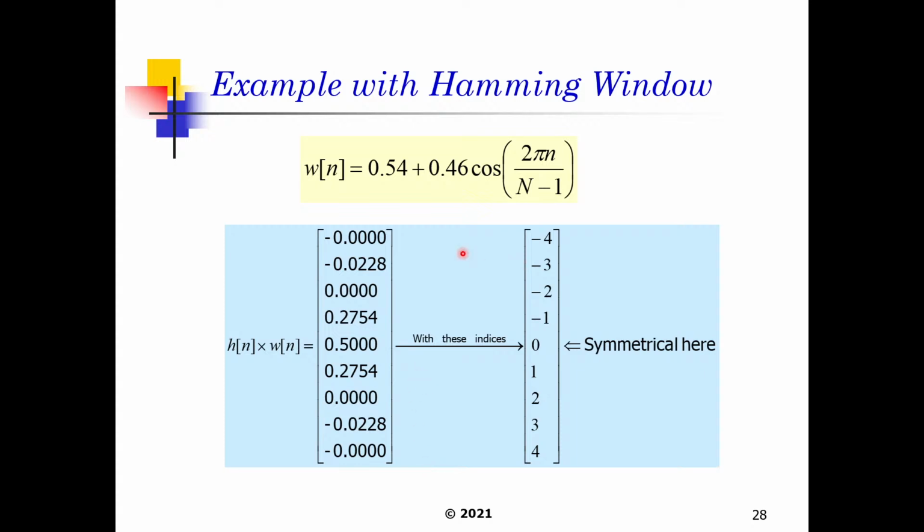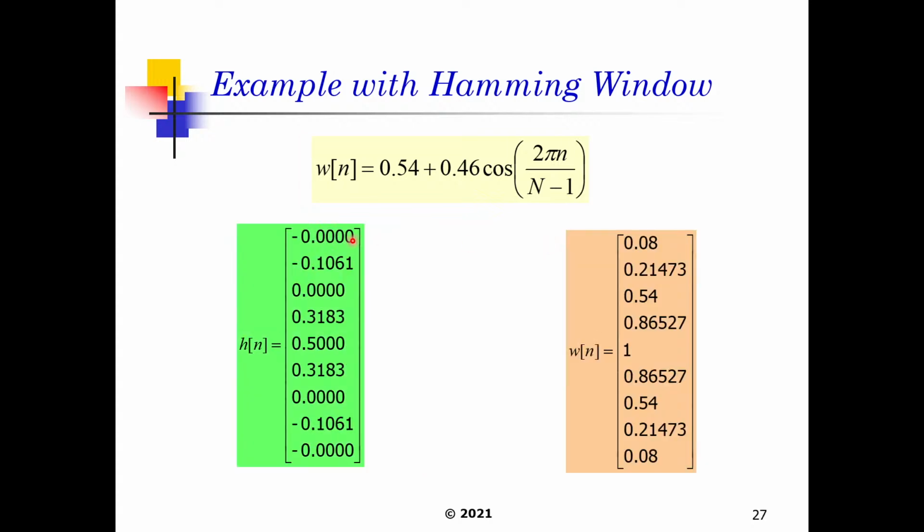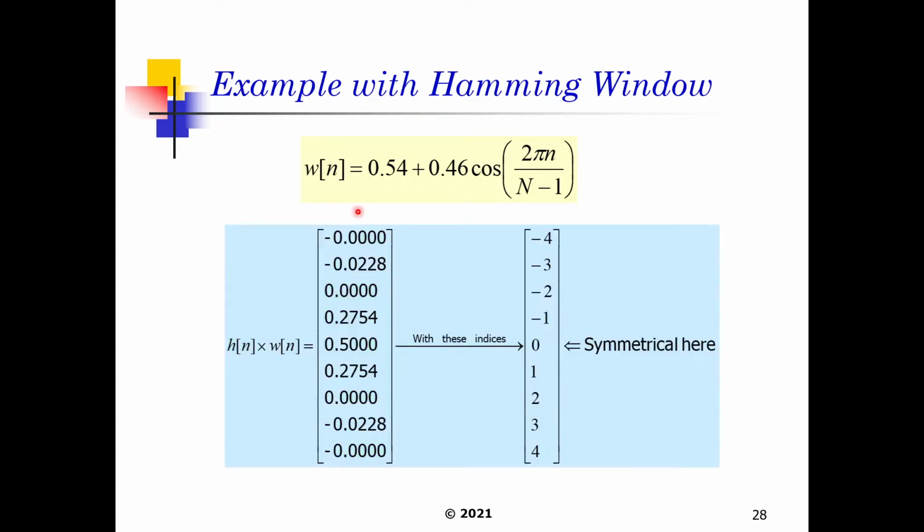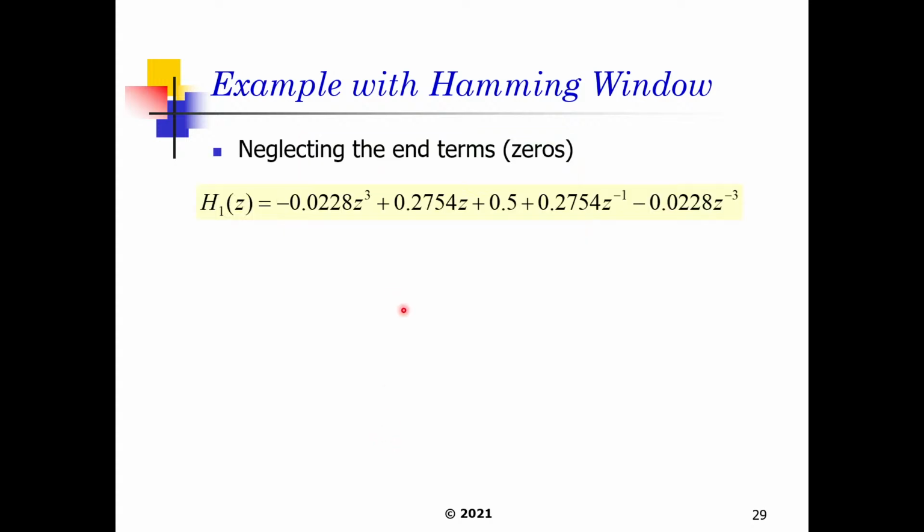So remember, we multiply these accordingly to the values of the indices. So this -4 here will multiply by this -4 index, this -3 index will multiply by this -3 index, and so forth as we keep on going. So we get the entire vector of values here for h of n by w of n. We see here that about the 0 index, we have a symmetric sequence, because for 1 and -1 it's the same value, 2 and -2 is the same value, and so forth as we keep on going. So if we neglect the n terms here, which are basically 0, we can write our equation here in terms of z with respect to our indexes.